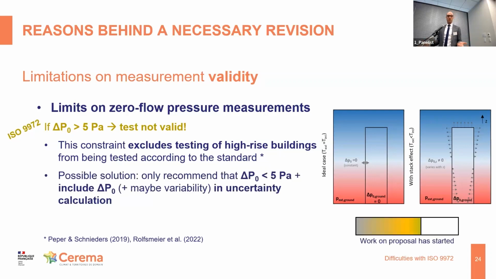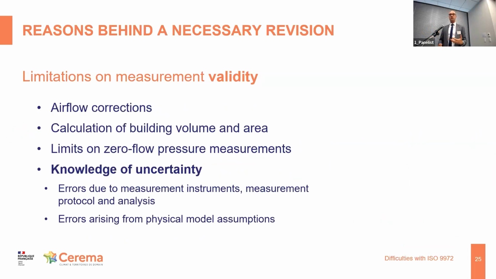One possible solution would be to only recommend this limit for the zero flow pressure. So to say, we recommend to stay below 5 Pascal, and additionally include the zero flow pressure in an uncertainty calculation, and maybe the variability of the zero flow pressure as well. This is something we started to work on, but there's still some work needed. And if you have any recommendations, discussions or experiences, I'm very open to discuss this topic with any of you.